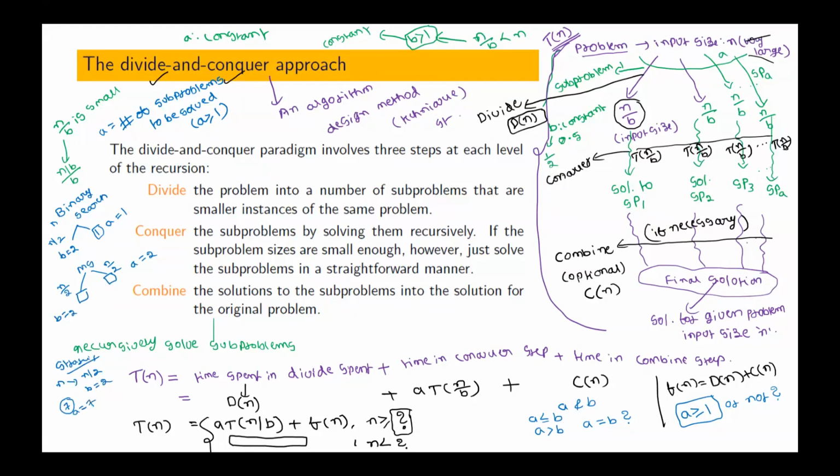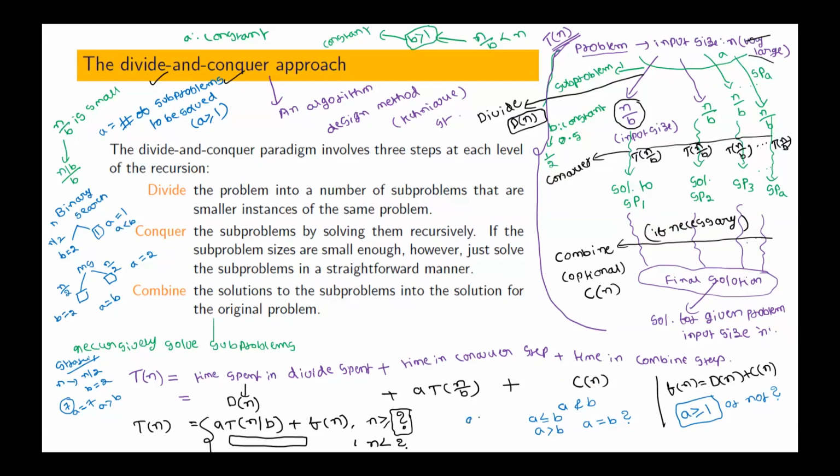Now you tell me, is there any relation between A and B? Here A is greater than B. Here A equals B. Here A is less than B. That means anything is possible. There is no relation at all between A and B. Is that okay? Yes, sir. A and B are not at all related.